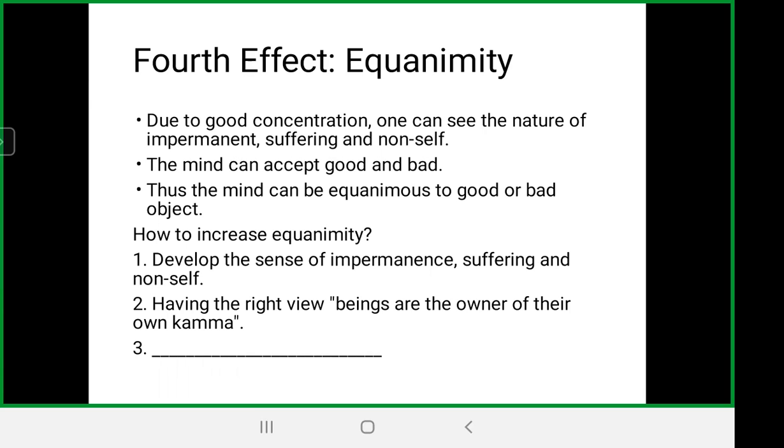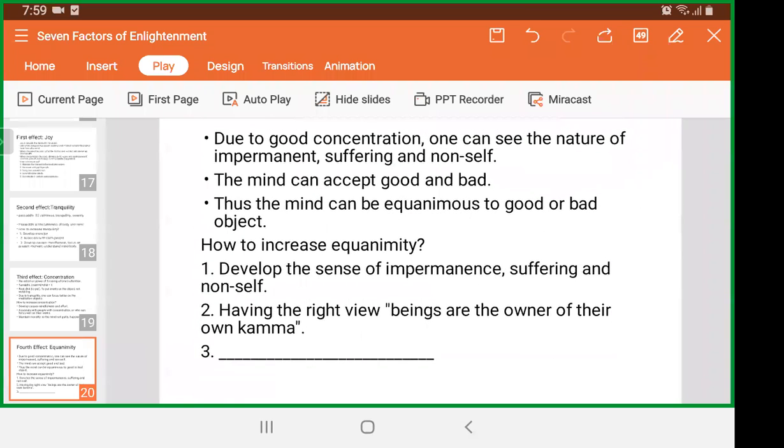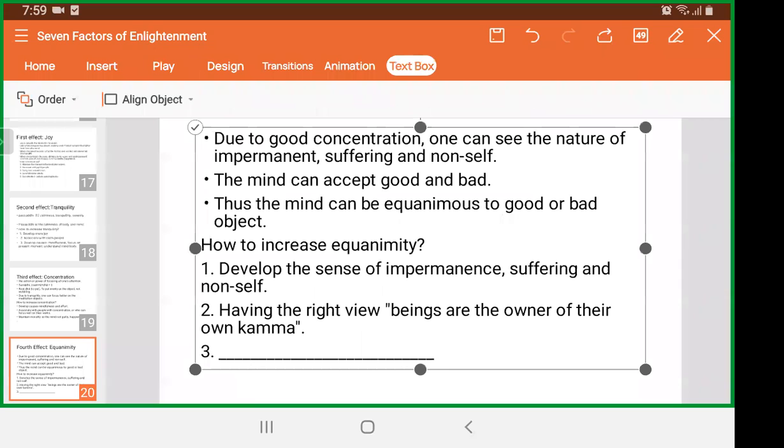This means that you don't get so affected by them, whether they suffer or, for example, when they win the lottery and get so excited. Also, we don't get so excited, because the moment you get so excited, you lose the equanimity, right? So you need to have the right view that beings are the owners of their own karma. And this is also good when you practice metta. When you practice metta, your love will be more non-biased.